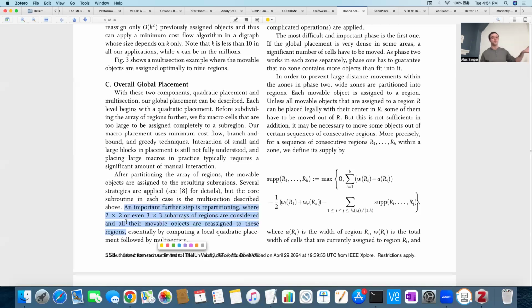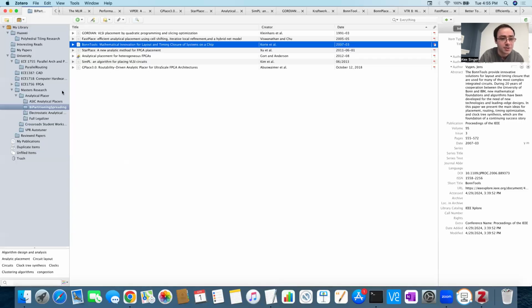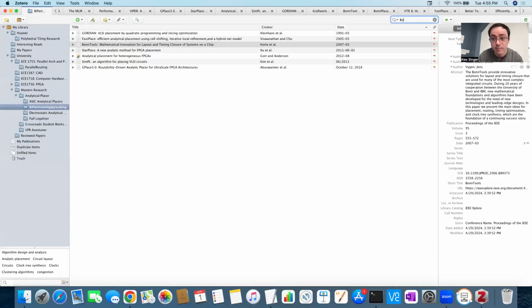Now, I should be clear. I'm using the Bond Tools paper. There's another paper called BonnPlace, but the algorithm is very different than what's described here. So I think Bond Tools is an iterative tool where they've continuously built upon it and has many versions, but they don't have good version numbers. I like this one because it's the one that uses the multi-section and then updates the objective function. I think this one's more recent. I can double check that for you.